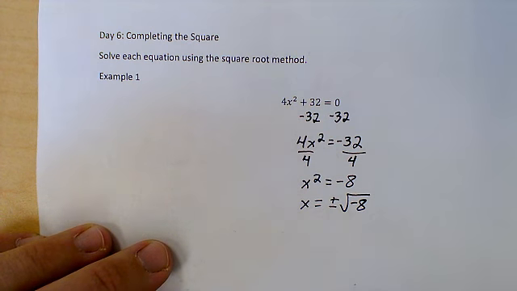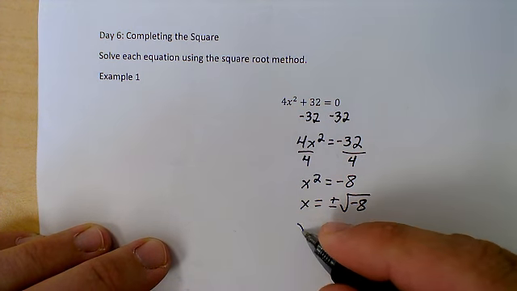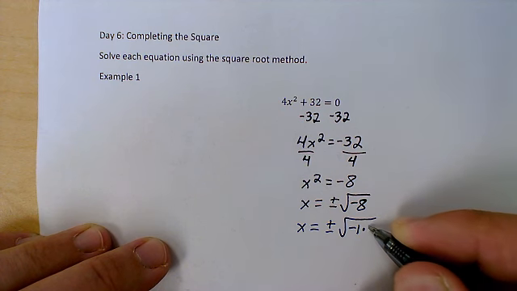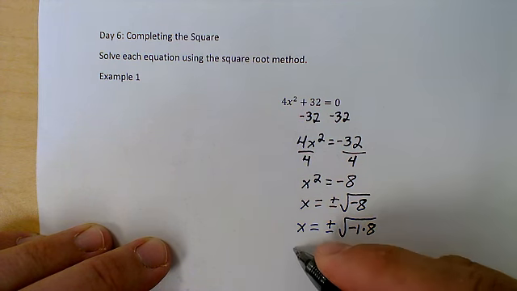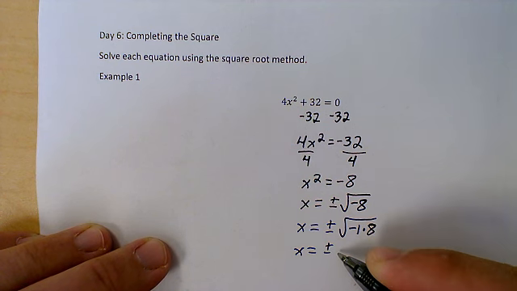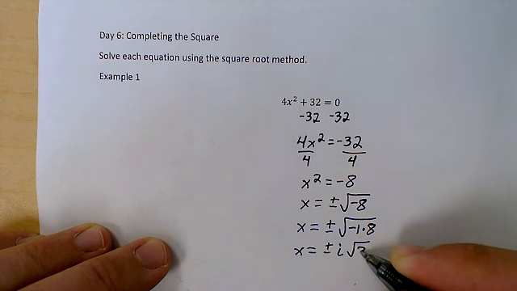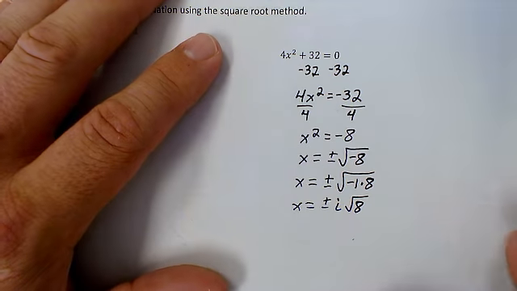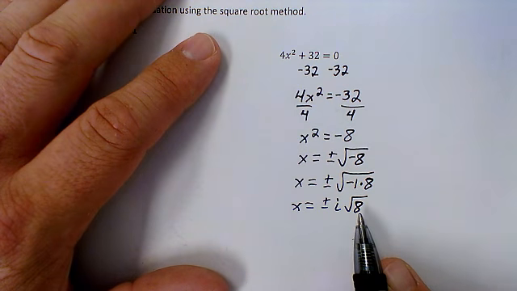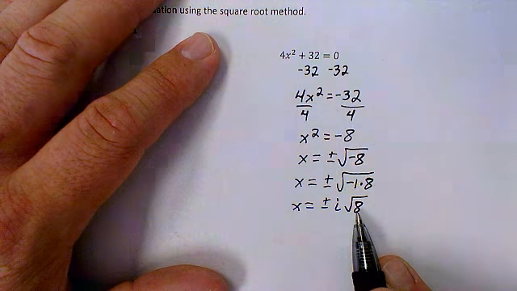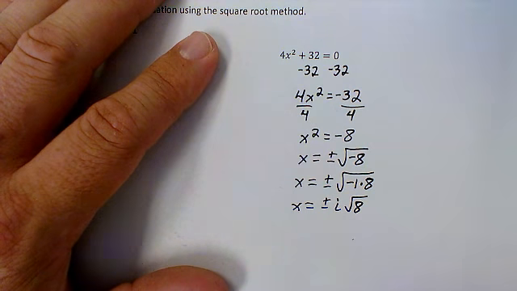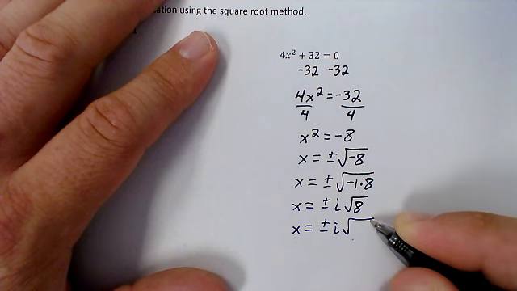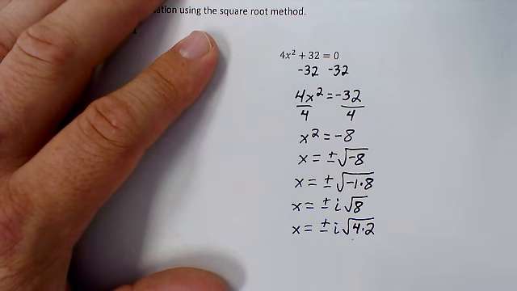Now you can never square root a negative. That was the whole purpose of representing that with an i. So first thing I'm going to do is change it to negative 1 times 8. And now I can write that as x equals positive or negative i times the square root of 8. Not quite done on this problem though, because I still have to simplify the square root of 8 if possible. Now in this case it is, because 4 is a perfect square that goes into it twice. So I'm going to rewrite the 8 as 4 times 2.